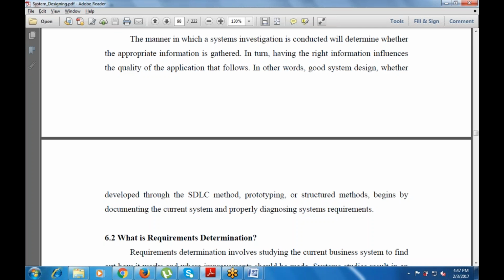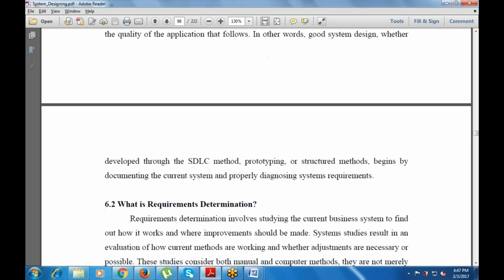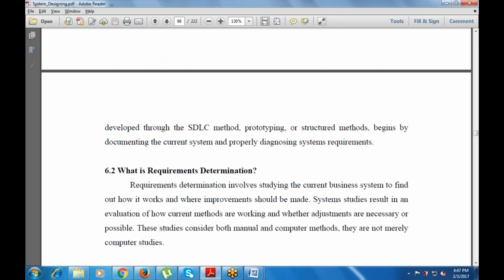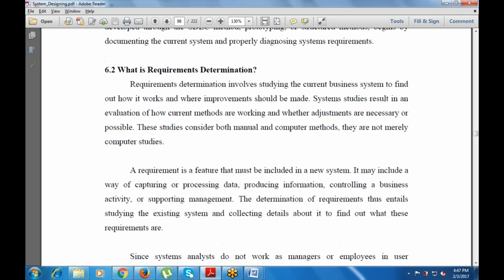Now, let's see what requirement determination is, how we judge whatever requirements are available. Requirement determination involves studying the current business system to find out how it works and where improvement will be required. System studies are used in the evaluation of how the current system is working and whether adjustments are necessary or possible or not. And these studies consider both the manual and the computer-based system. That means we can use either a manual way or a computerized way. They are not merely system or computer studies.